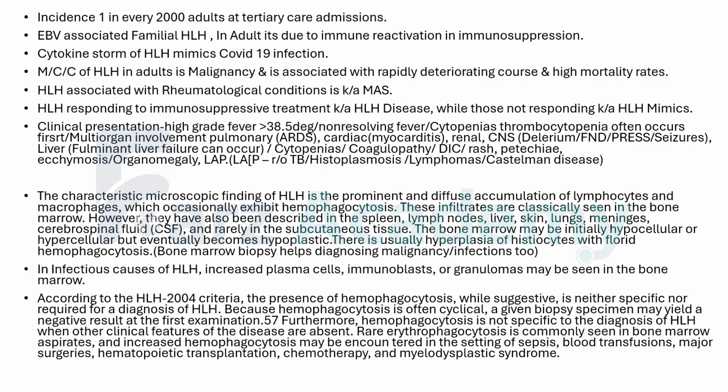In the CNS, patient may present with delirium, focal neurodeficit, posterior reversible encephalopathy syndrome, PRES-like features, seizures. In the liver, it may present as just transaminitis, or as fulminant liver failure as well. So dengue shock syndrome with HLH can present as fulminant liver failure. Then cytopenias, coagulopathy. Even these patients can present as DIC, rash, petechiae because of thrombocytopenia, organomegaly. Lymphadenopathy is not that common.